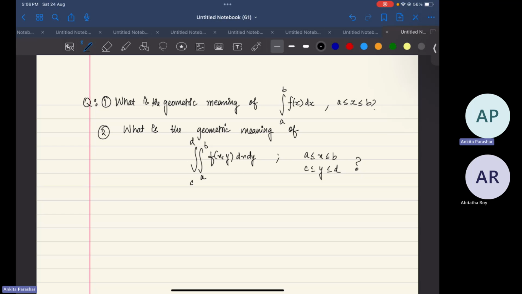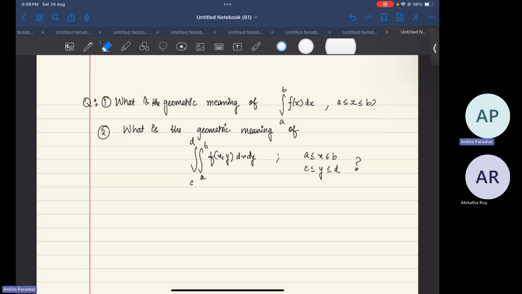As we saw in the last, I think week 5, there was complete discussion regarding integration, all kinds of it, like single integration, double integration, triple integration. So all had certain meaning under certain conditions. They all have some geometric meaning.